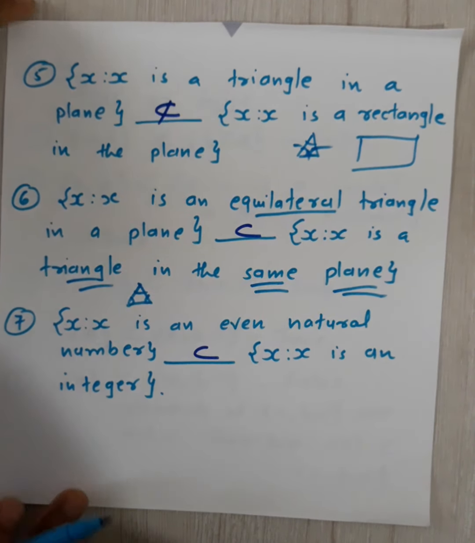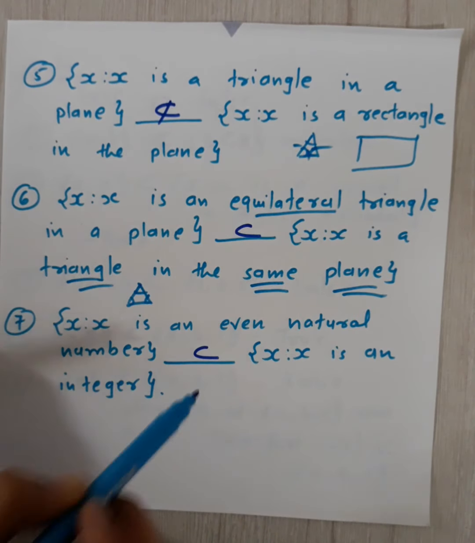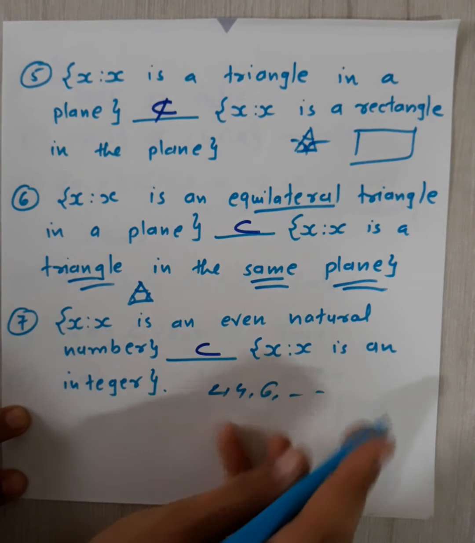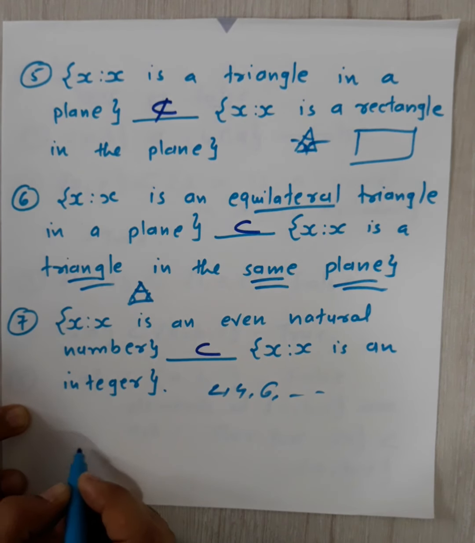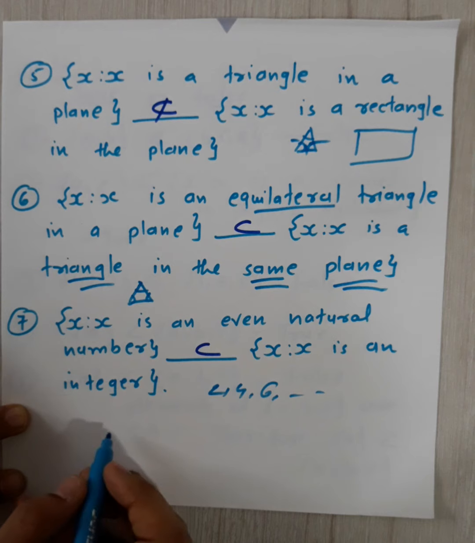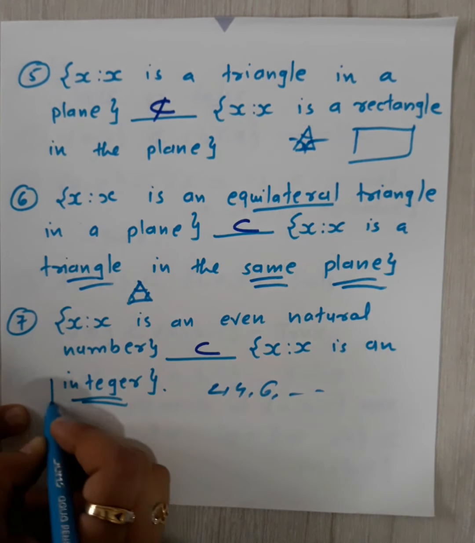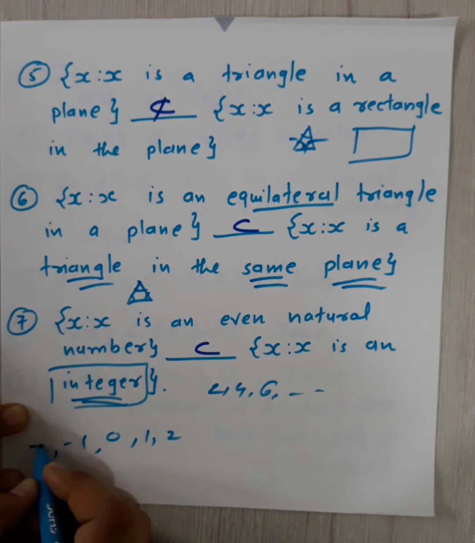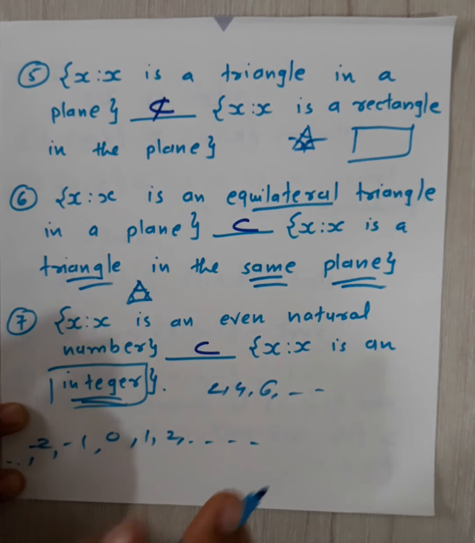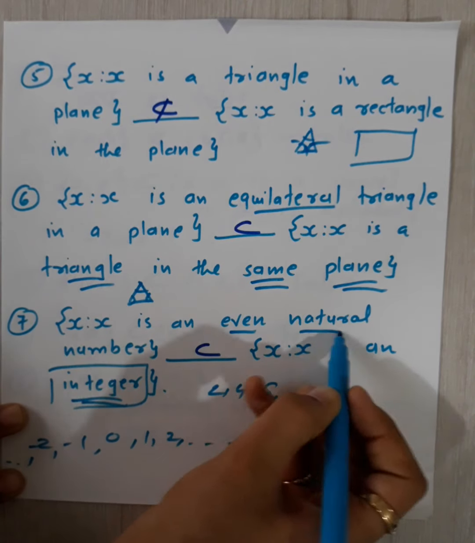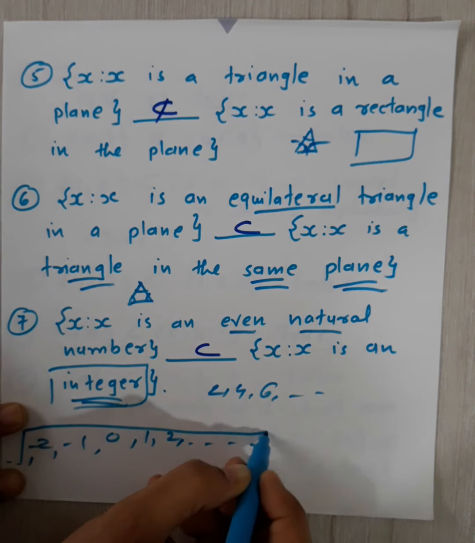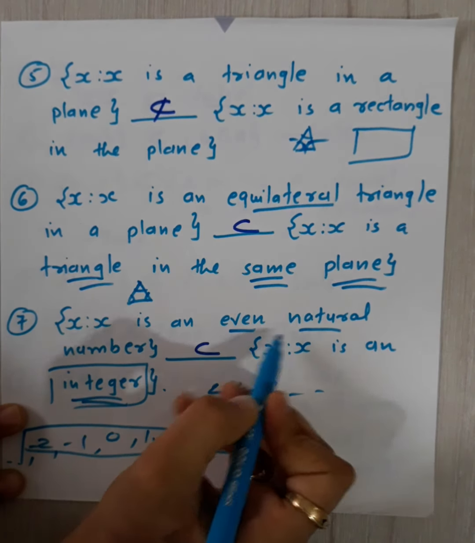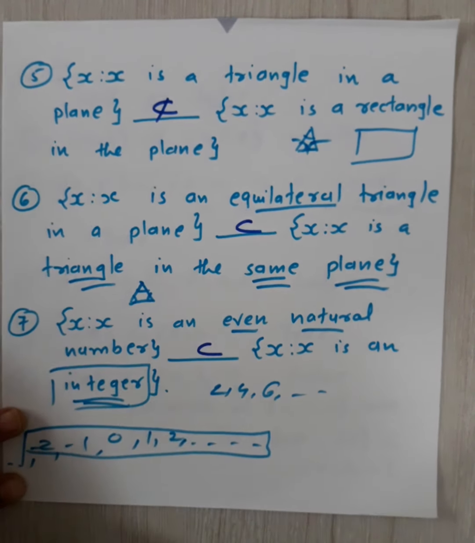Similarly, next is X is an even natural number, dash, X is an integer. So even natural number means 2, 4, 6 and so on, and X is an integer means our integer set, which is 0, 1, 2, -1, -2 and so on. Now even natural number is also a part of this. Obvious thing, even natural number is also a part of this. So we can say that even natural number is a subset of this.